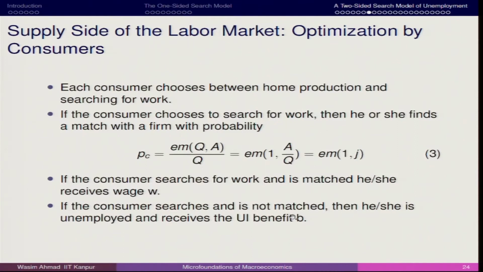So, what is the inference that we are seeing? As long as this is smooth, fine, but whenever we introduce the unemployment benefit, it becomes some kind of hindrance for the firm to hire labor, because labor will now set the benchmark that unless you give higher than this, only then will I decide. So, here the supply side of the labor market, the optimization by consumers, the amounts of A and Q will decide how much the labor market tightness will depend upon A/Q.